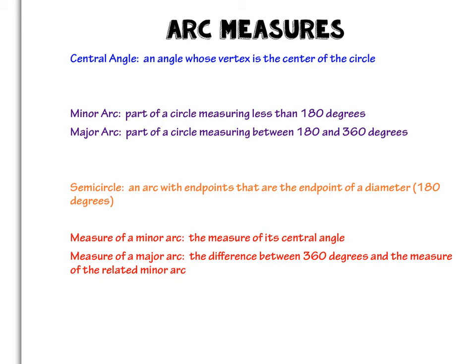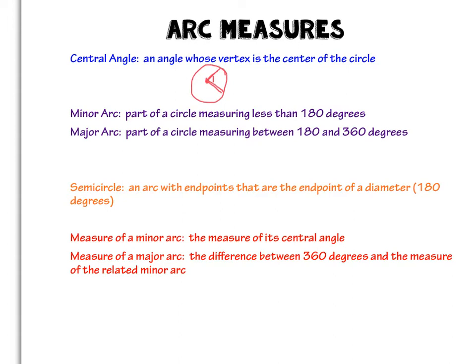The definitions of arc measures are listed below, and the first one is the central angle, which is an angle whose vertex is the center of the circle. So you just draw a circle, and any angle formed in the center, like this angle I just formed, because it touches the center of the circle, is called a central angle.